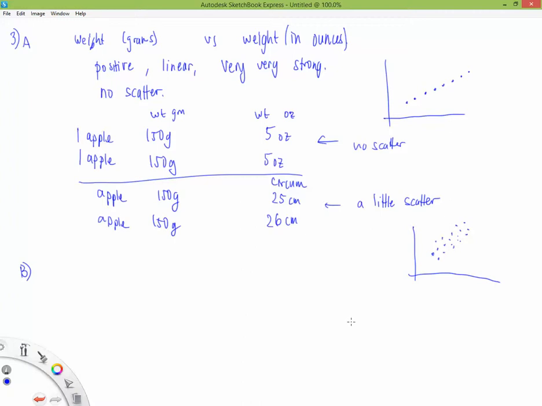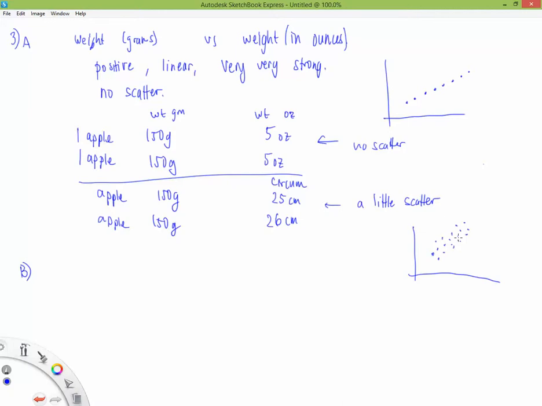I'm sorry? So this shows no scatter. There's no scatter here, and there's a little bit of scatter here. Is that confusing or? Okay.